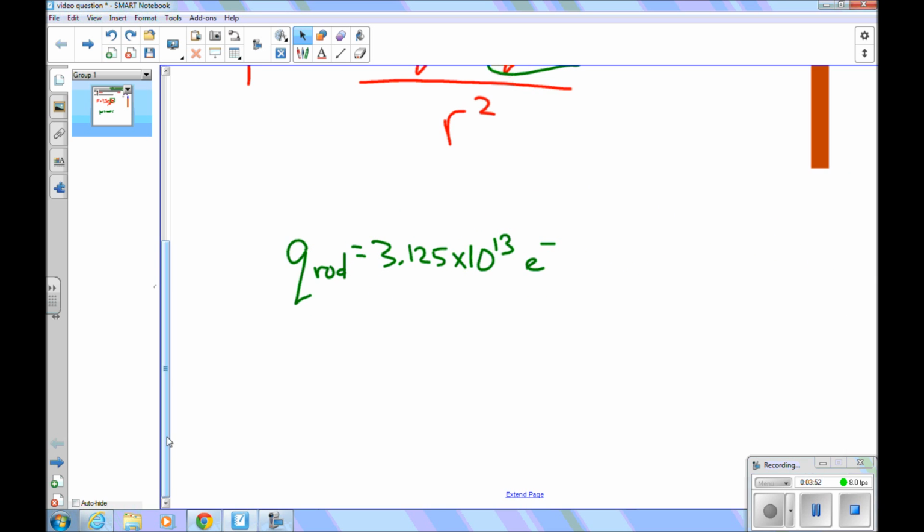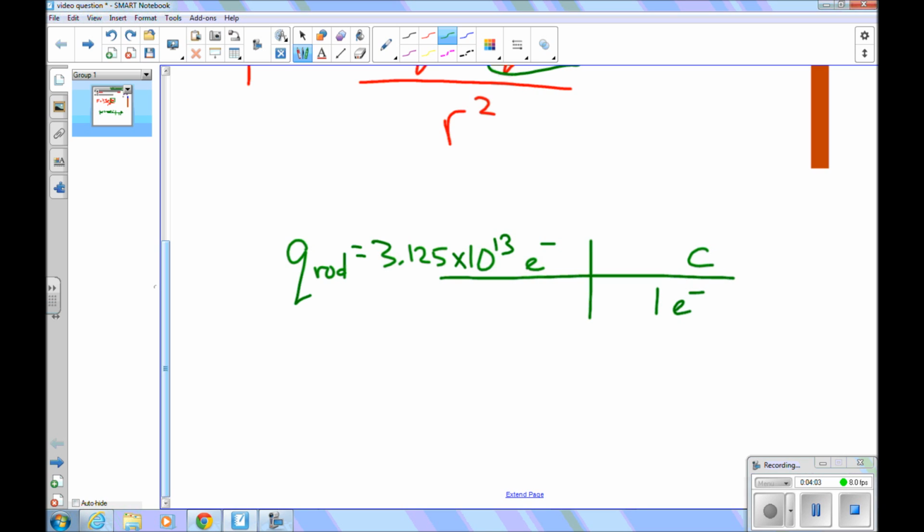I didn't plan this out very well, so I'm just going to move this over. And I need to multiply that by how many coulombs there are for every one electron. Then we'll notice that the electrons divide out, and I'll just be left with a number of coulombs for my answer. The number of coulombs that one electron has would be negative, remember, of course, electrons are negatively charged: negative 1.6 times 10 to the negative 19 coulombs.